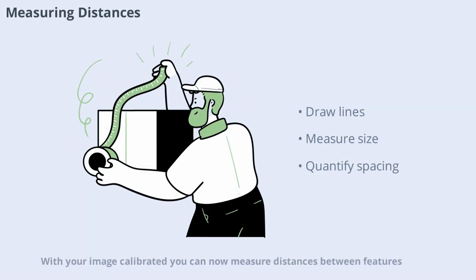With your image calibrated, you can now measure distances between features. Most analysis software provides tools for drawing lines or shapes and reporting their lengths. This is especially useful for quantifying cell size, spacing, or the thickness of layers. Accurate measurements are the foundation of meaningful scientific conclusions.